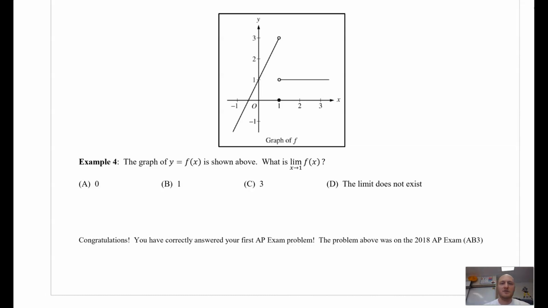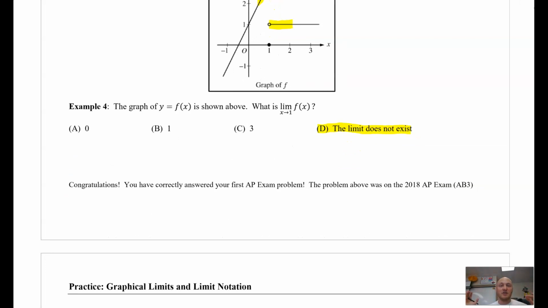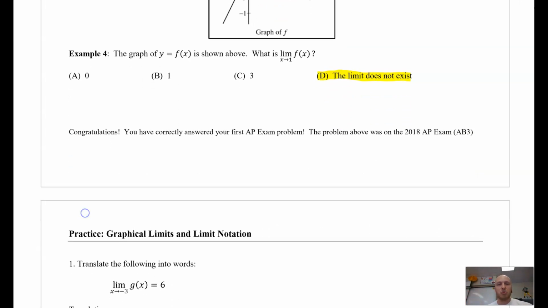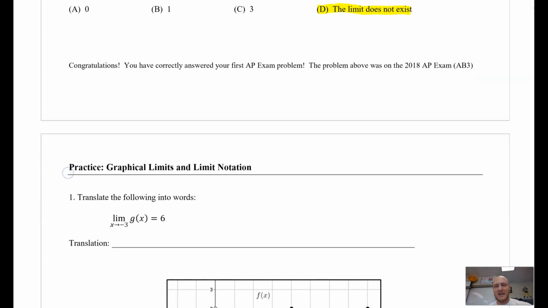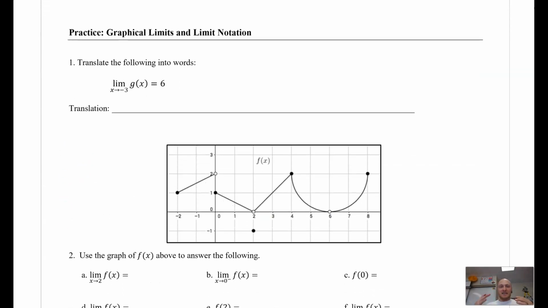Okay, and hopefully you said that the limit does not exist. So as I approach 1 from the left, it's 3, and I approach 1 from the right, it is a positive 1. It does not exist. Congratulations! You've just answered your first AP problem. Okay, 1 point a day. That is all we want. All right, that is it.